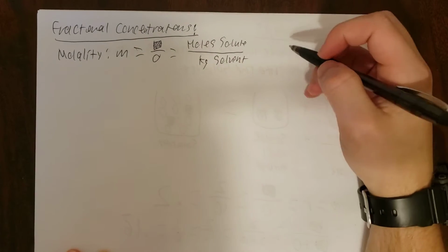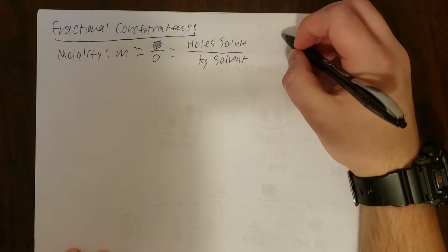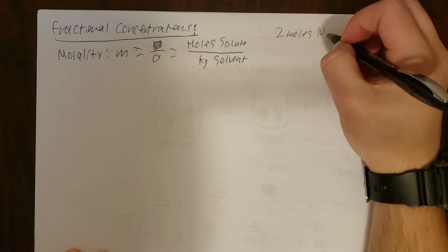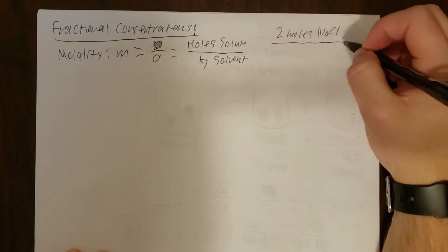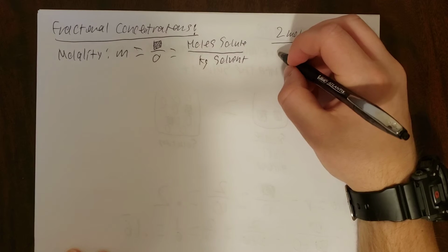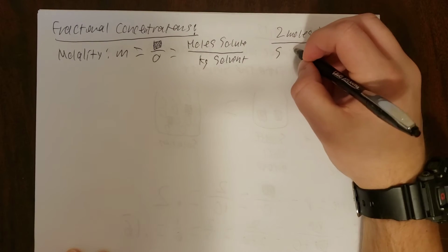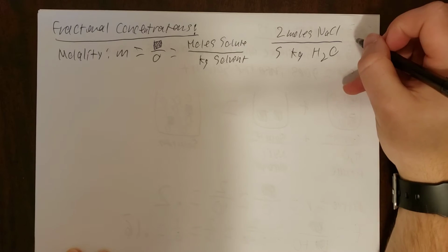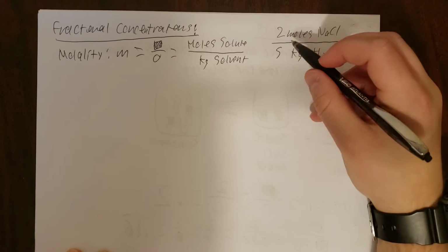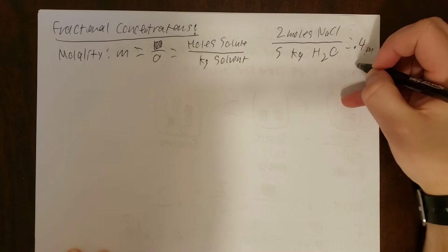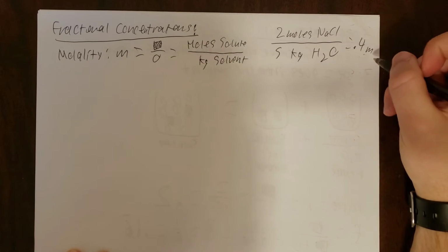So in the example before, you think of it as 2 moles of sodium chloride per, and let's go with 5 kilograms of water. Now, that would come out to be 0.4 m.